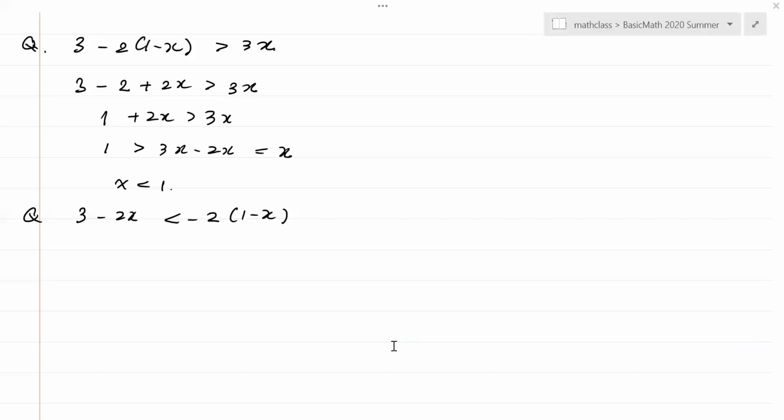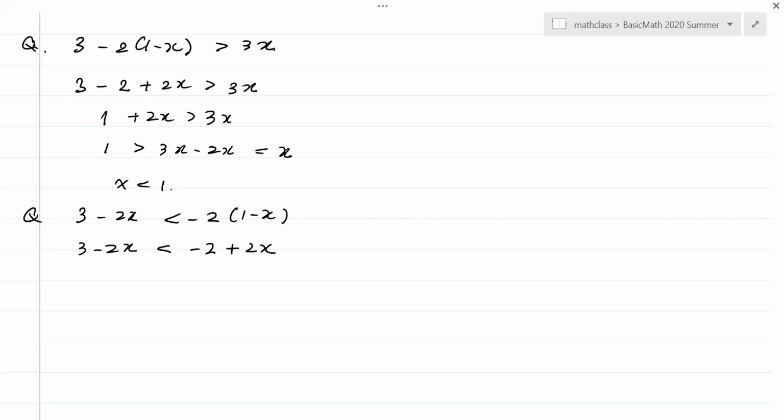All right, so let's look at Calvin. Do you have answers? All right, so first of all, remove the parentheses, okay, step by step, right? 3 minus 2x, okay, less than negative 2 times 1 is negative 2. Negative 2 times negative x will be positive 2x. Okay, that's the first step.